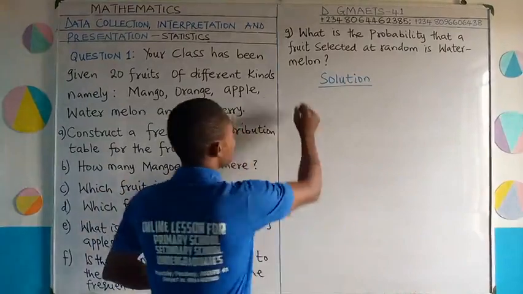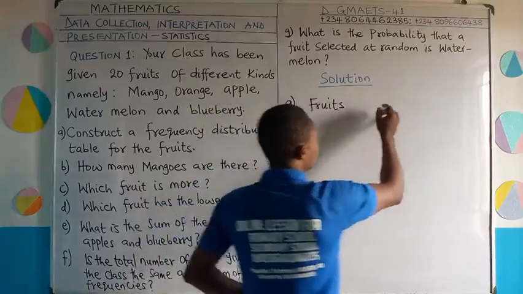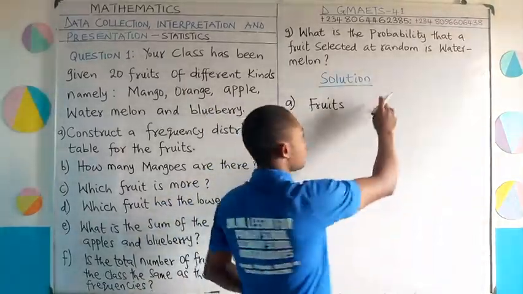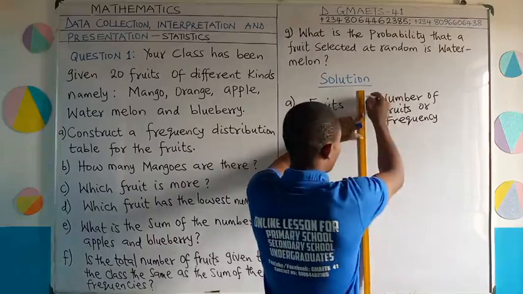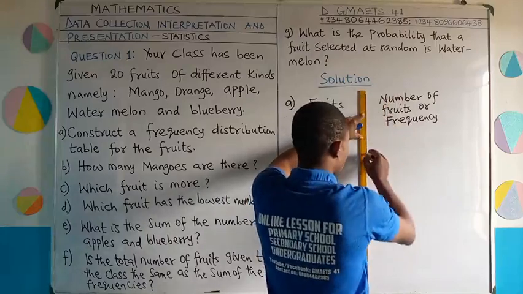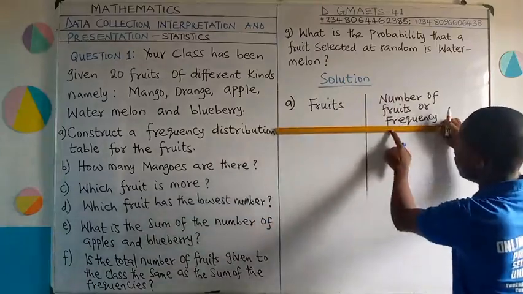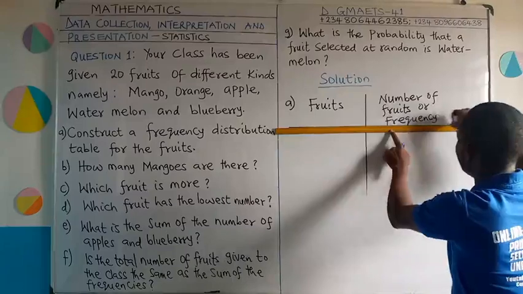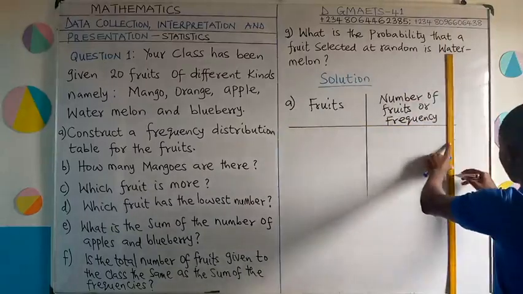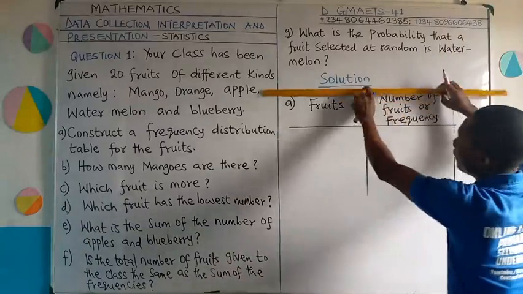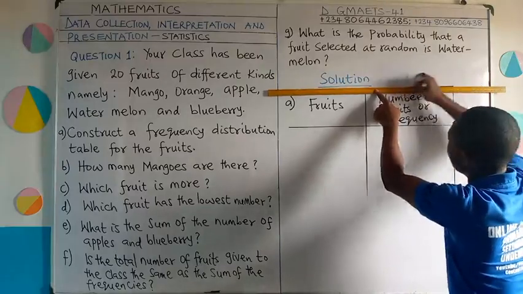I'm going to have fruits, and then the number of fruits. The number of fruits here is the same as frequency. Okay, so I'm going to draw this vertical line. And then I'll put this horizontal. There is a table, so we're going to complete it fully, make it a table, and see what this is going to be like. Alright, so I've got this.